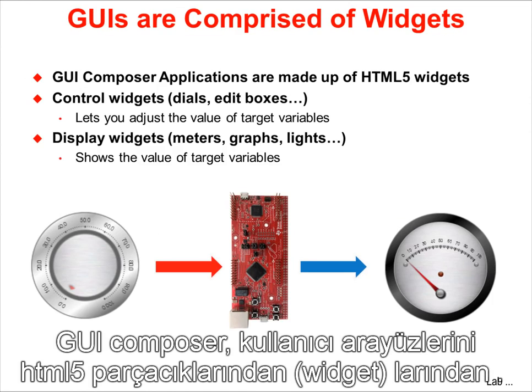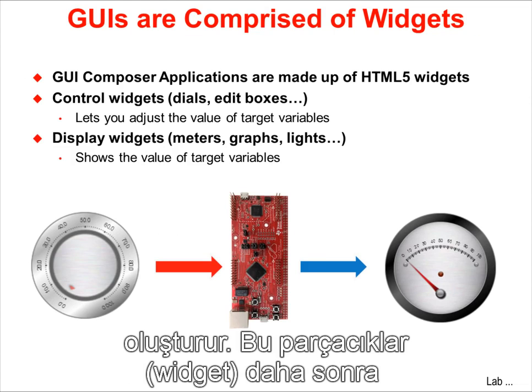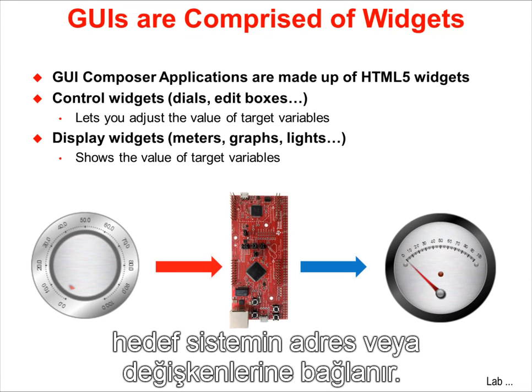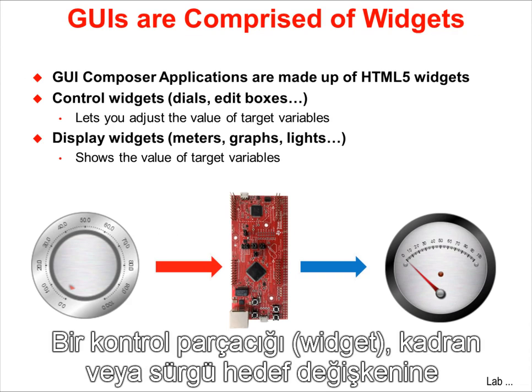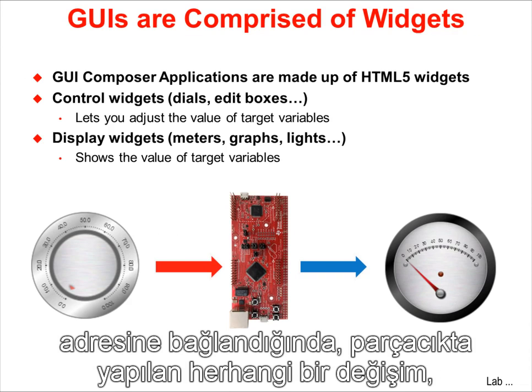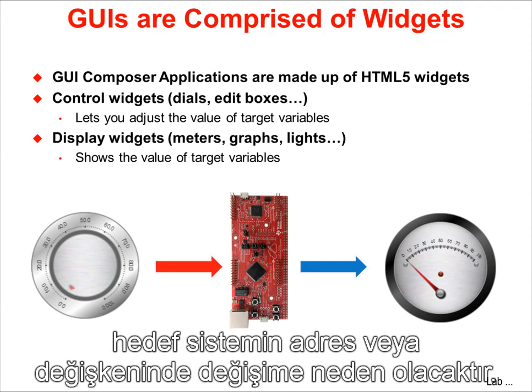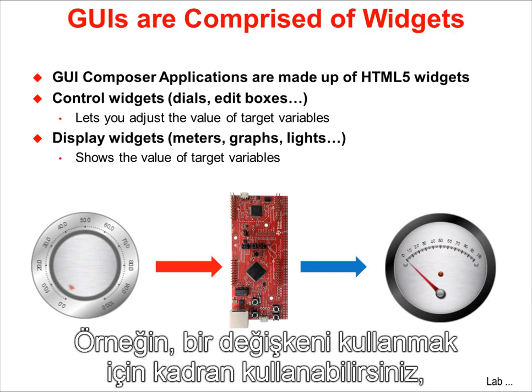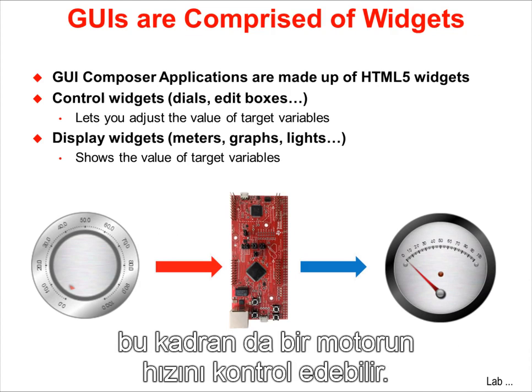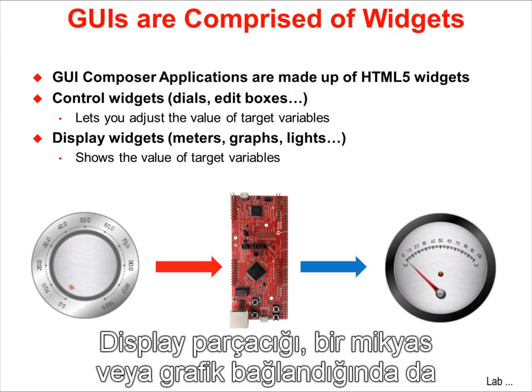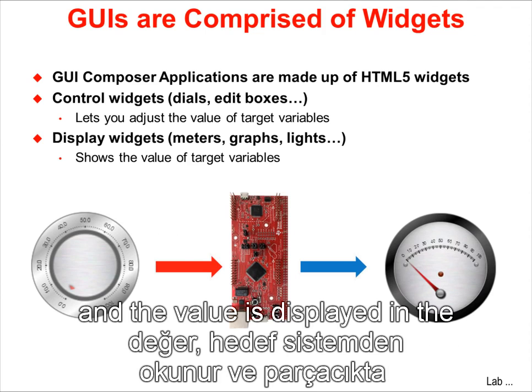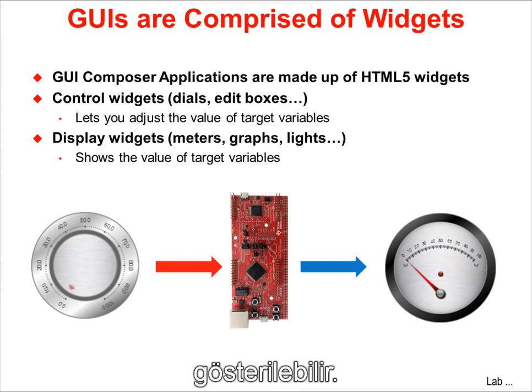GUI Composer generates user interfaces that are comprised of a set of HTML5 widgets. These widgets are then connected or bound to variables or locations in the target system. When a control widget, like a dial or slider, has been connected to a target variable or address, any adjustments made to the widget will result in a change in that variable or location in the target system. For example, you could use a dial to change a variable that controls the speed that a motor is spinning. When a display widget like a gauge or graph is connected, then the value is read from the target system and the value is displayed in the widget.